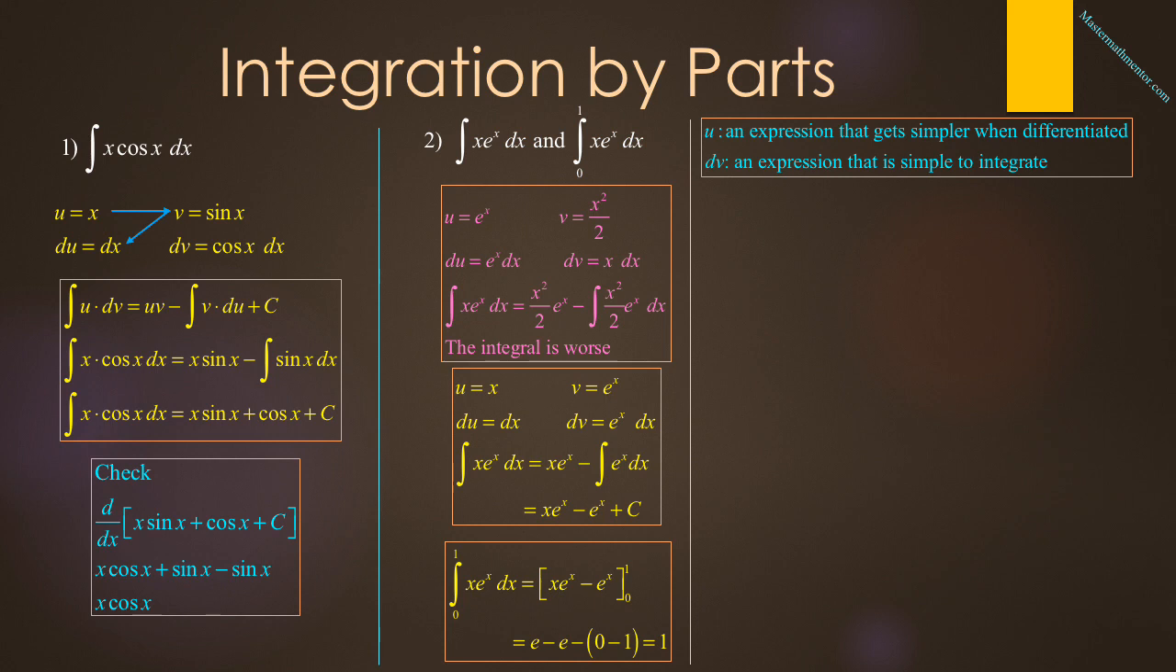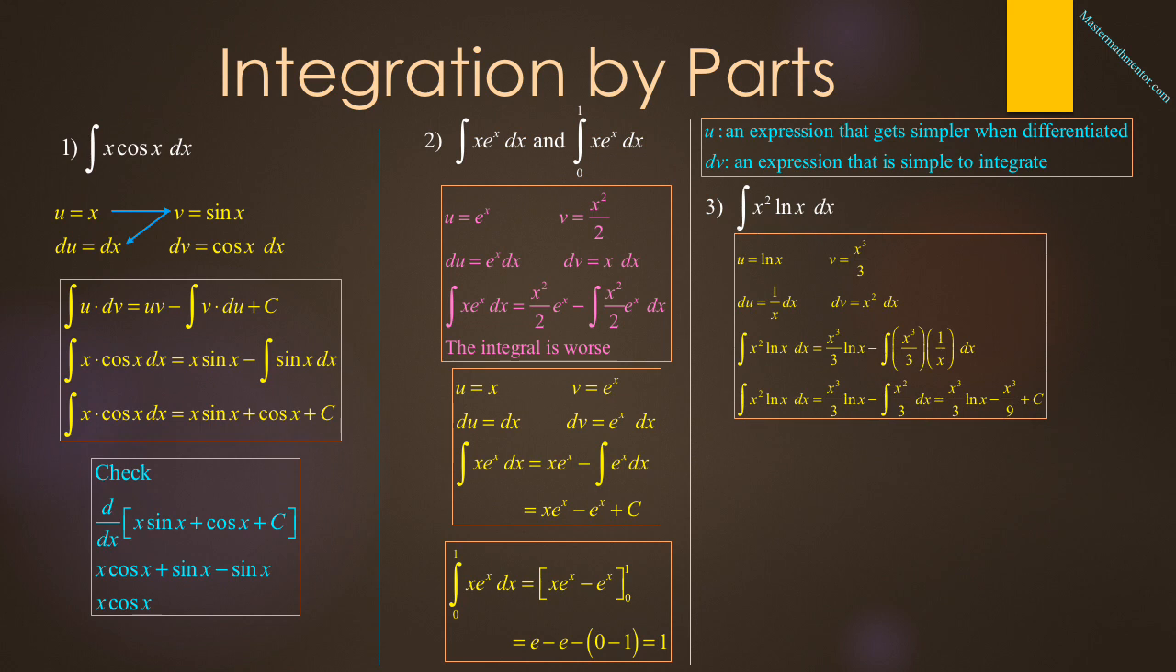The process of integration by parts is really trial and error. You need to know which of the terms goes into u and which of the terms goes into dv. There's no hard and set rule. However, guidelines say that u should be an expression that gets simpler when differentiated, and dv should be an expression that is simple to integrate. If you follow those guidelines, you'll find that many integration by parts problems are relatively easy to do.